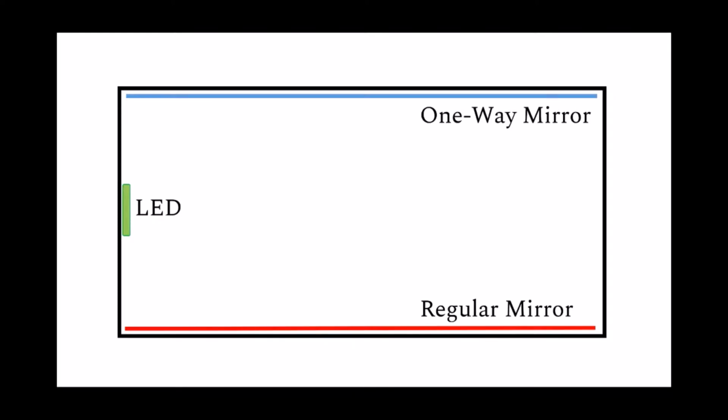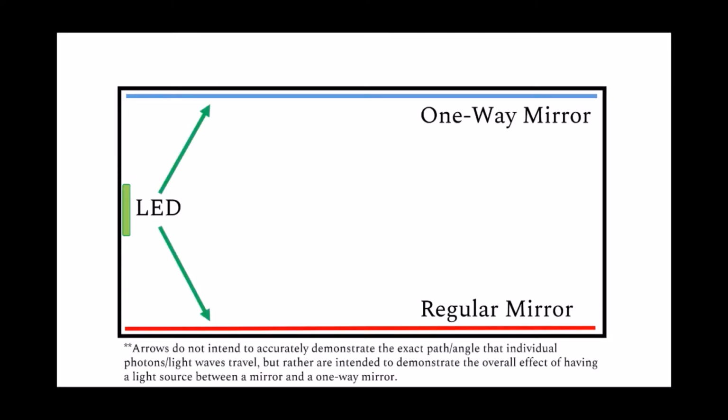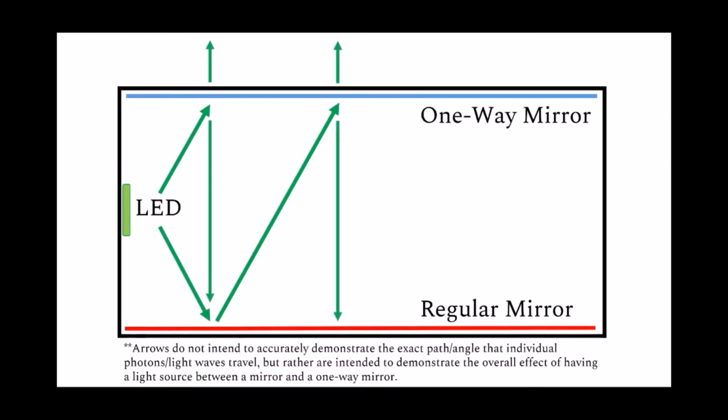Now, the LED light gives off light in all directions. Some of this light is reflected by the regular mirror, and most of this will be reflected. The mirror is likely not a perfect mirror, so some of it will be absorbed, but most of it will be reflected. But when it comes up to the one-way mirror, some of this actually exits, and some of it is reflected again.